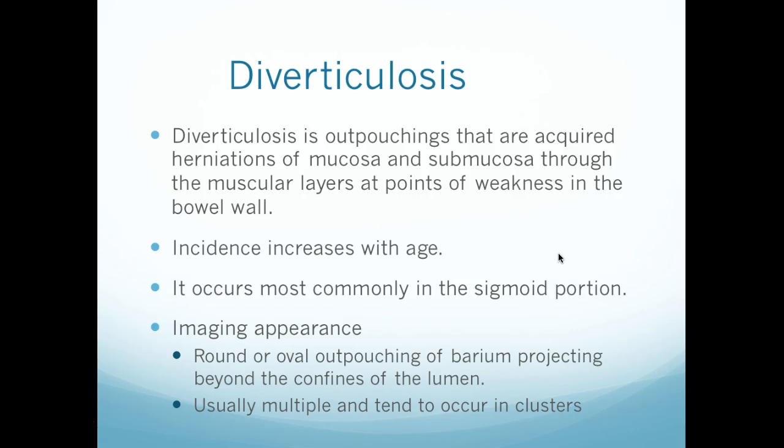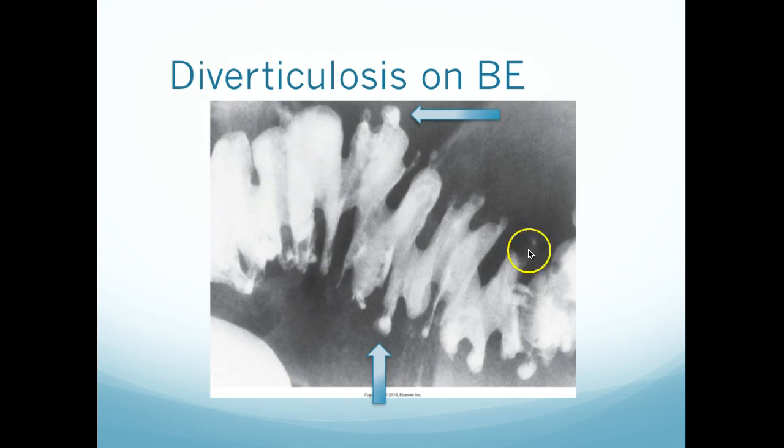So the imaging appearance is a round or oval outpouching, and on a barium enema you'll see the barium projecting outside the lumen of the colon. And it's usually multiple. It's rare that it's just one, and it usually is in clusters. So here is diverticulosis on a barium enema. Here's your haustra. Haustra are those lines, the indentations in the large bowel. And we have your multiple diverticula, which is diverticulosis, the disease. So you can see all the little multiple diverticula on this large colon. So here and here and here, all over.